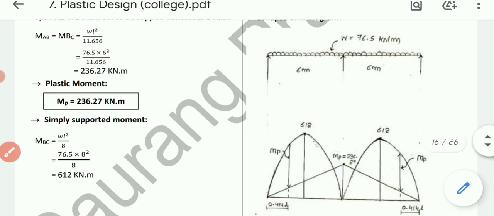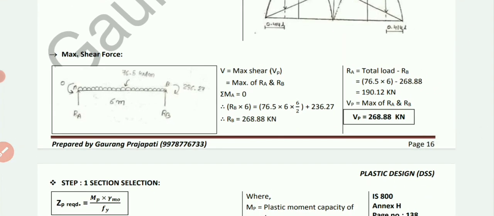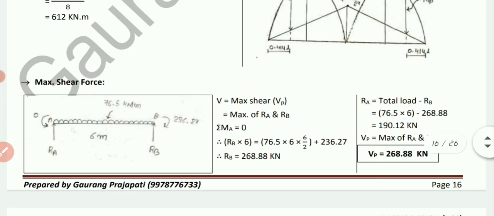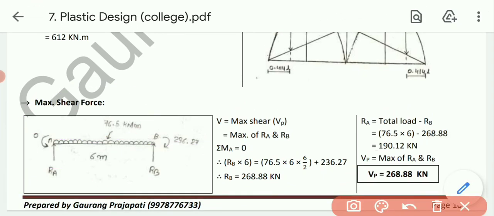Now we are going to design a beam. For that we will need moment as well as shear force. We have already calculated the moment, so now let's calculate the shear force. We have the continuous beam AB. Let's take any one of the beams, as both spans are equal. So we have taken the span AB over here.